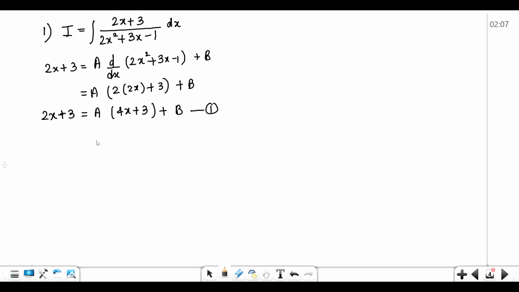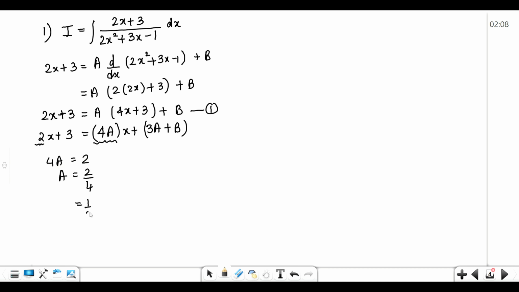What we can do further is equate the terms. Multiplying A inside, that gives 4A times x plus 3A plus B. Now 3A + B is the constant term, and on the left side we can take the coefficients of x. Here the coefficient of x is 2 and there it is 4A, so we can equate the terms of x. That gives 4A equal to 2, so A is equal to 2 upon 4, that is 1 by 2.